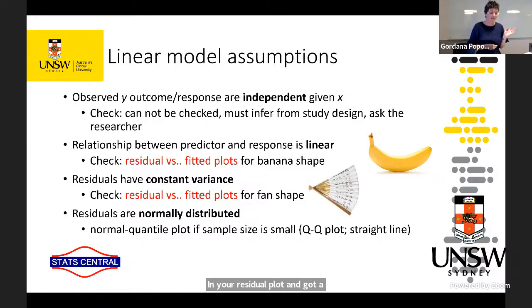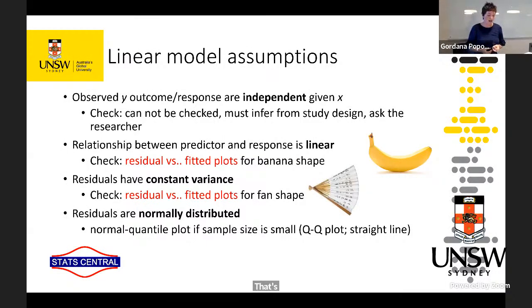Then the other assumption that you can easily check on a residual versus fitted plot is the constant variance assumption. We have to assume that the variance is constant, and we can check that with a fan shape. If there's a fan shape, that means that it's violating your variance assumption.